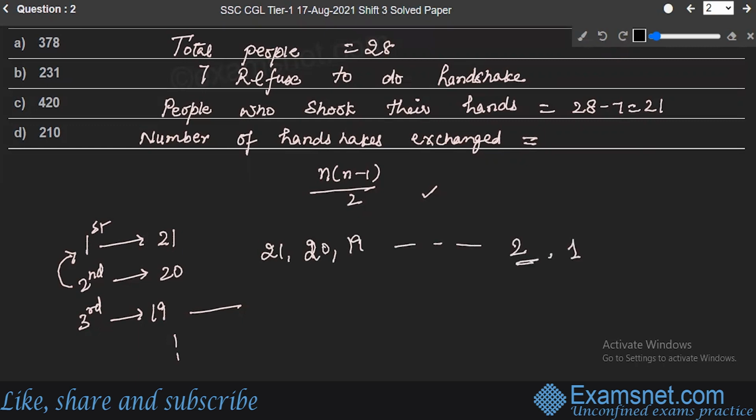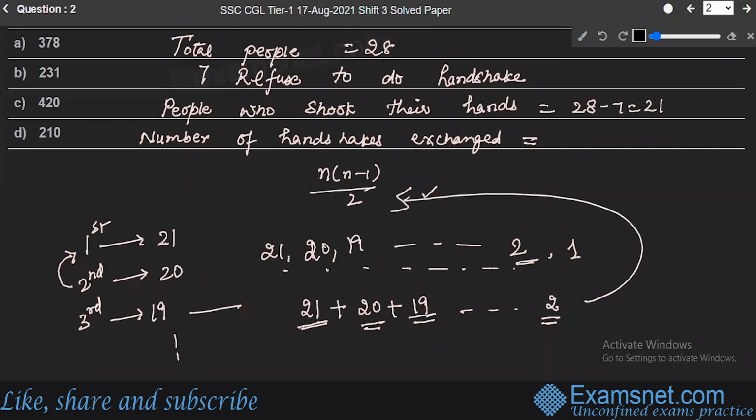Why? The first person had actually shaken hands with everybody now. Correct? So the formula for this becomes: you have to add the first person shook hands 21 times, second person shook hands 20 times, third one shook 19 times, and so on till the last one shook hands 2 times. Okay. So that's why you have this formula, right?